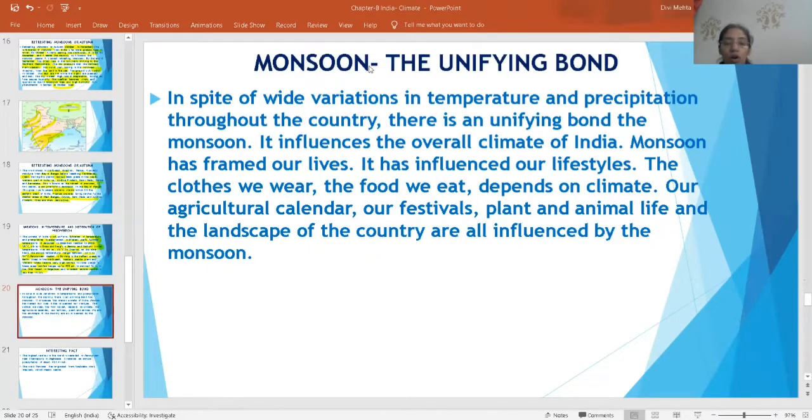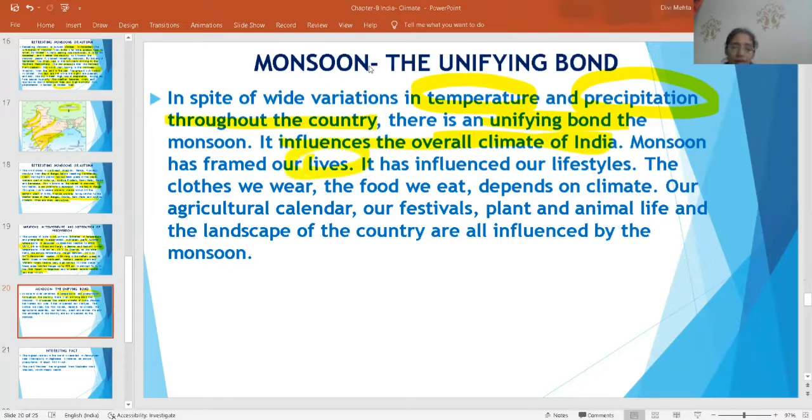A very, very important question, from the same chapter in 9th grade, is: why does the monsoon act as a unifying bond? How does it unify the whole country? We vary in temperature, and different types of precipitation are there throughout the country. But we are unified. How? The monsoon influences the climate of India.